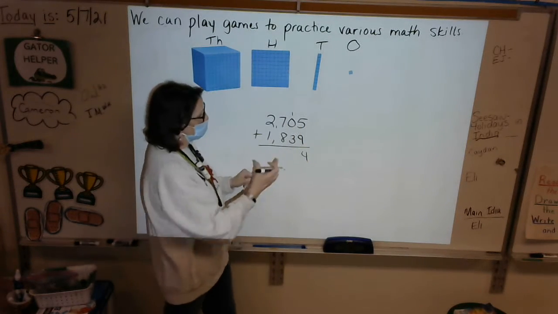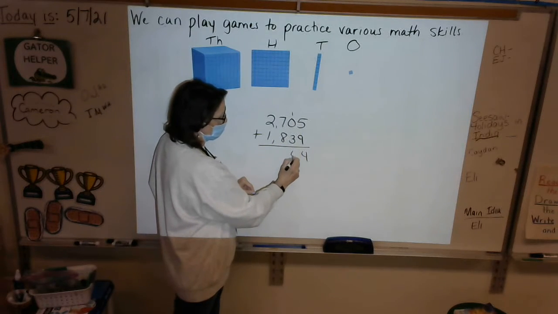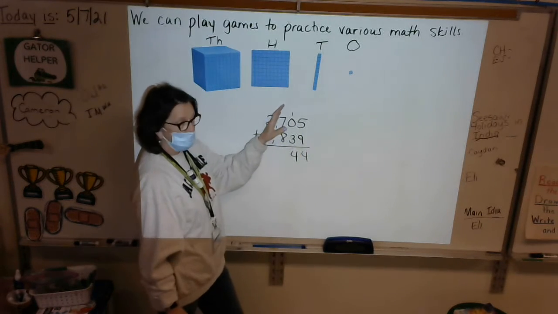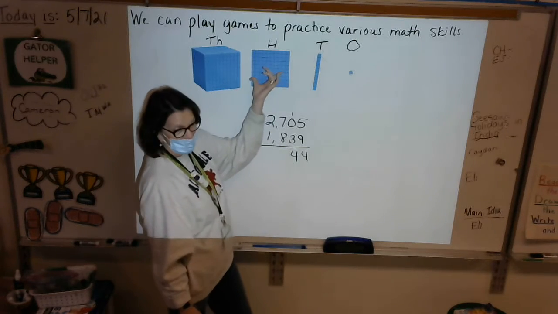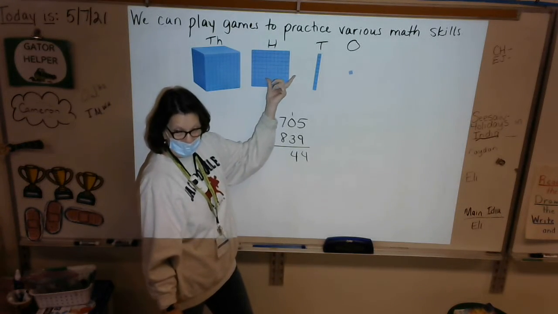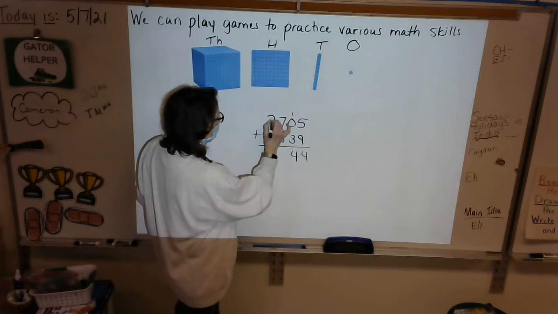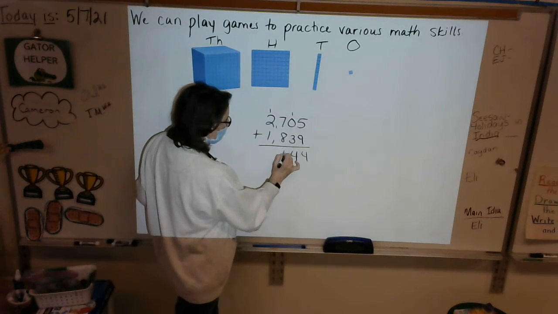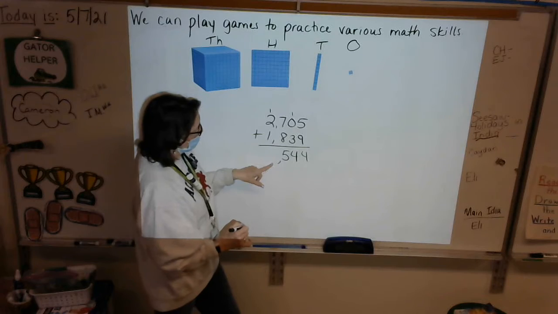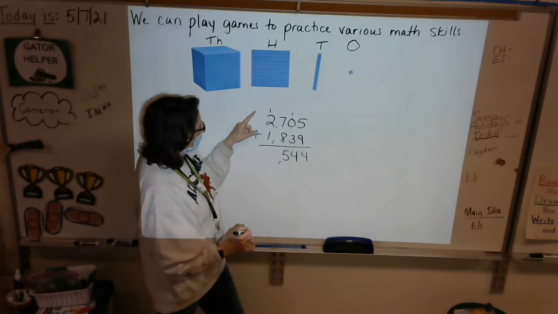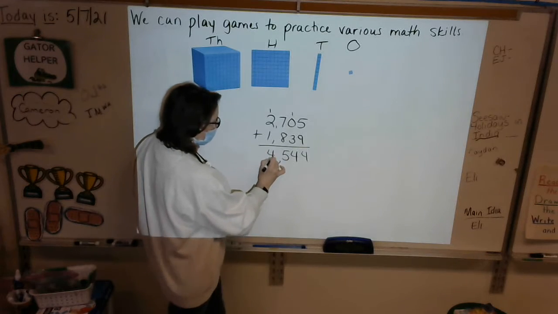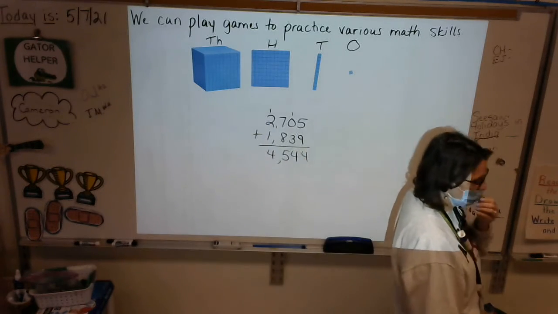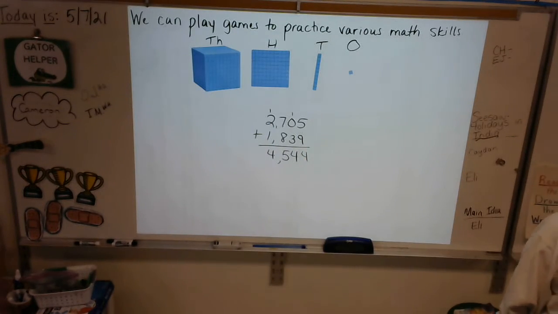Secondly, I add the tens. 1 ten plus 3 tens makes 4 tens. Next, I add my hundreds. 700s plus 800. So that's 7 of these plus 8 more of these. You know what that makes? 15 of those, which is really 1,000 and 500s. And then make sure you put your comma. Look at your number. Did you put your comma? 2 plus 1 plus 100s makes 400. So our answer is 4,544.